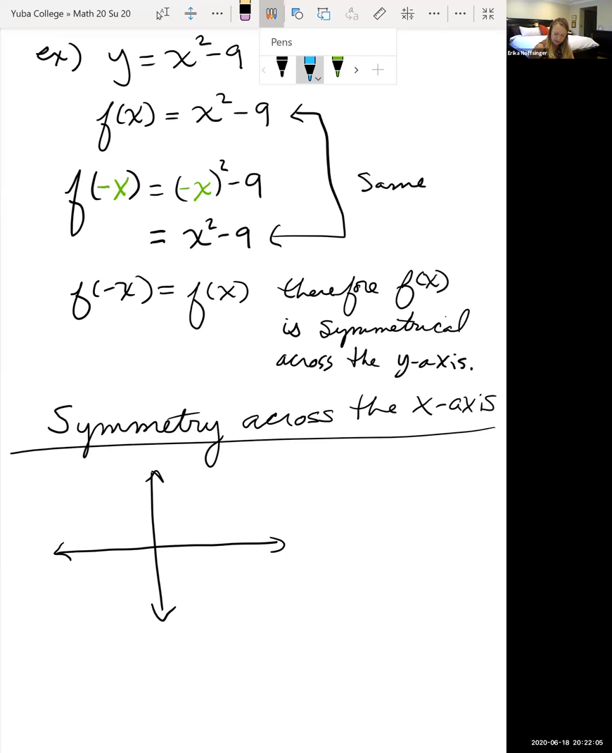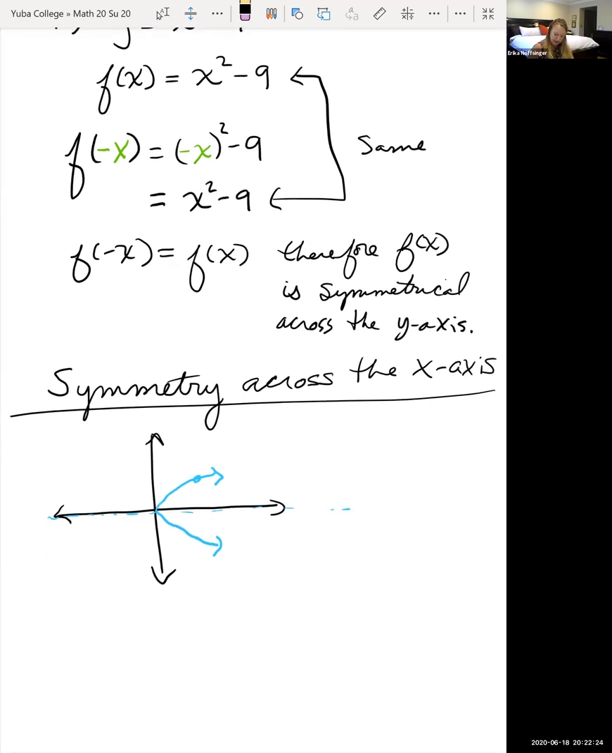So for instance, a sideways parabola where that vertex is at the origin, if we folded our paper across this x-axis, they would lie on top of each other. And so let's think about it. If we have some point here, this is our x value, maybe x sub 1, here, y sub 1.